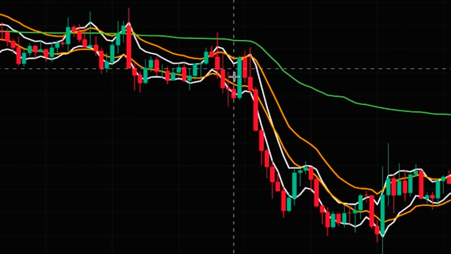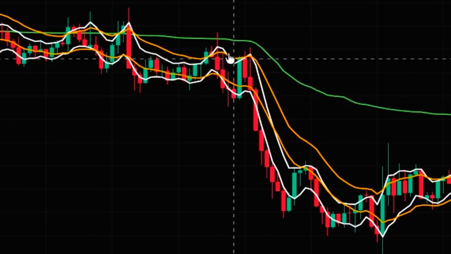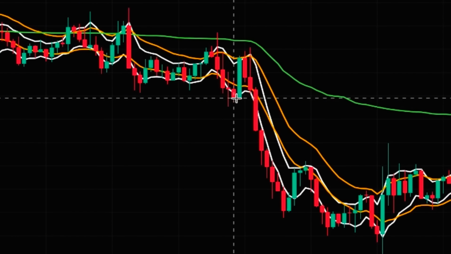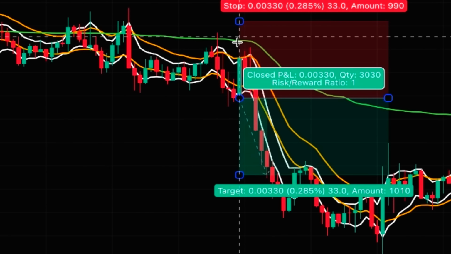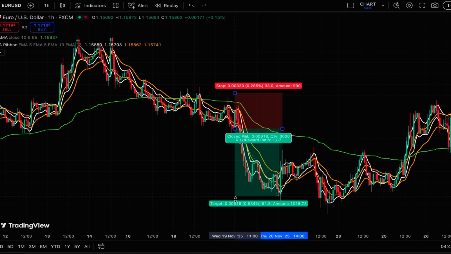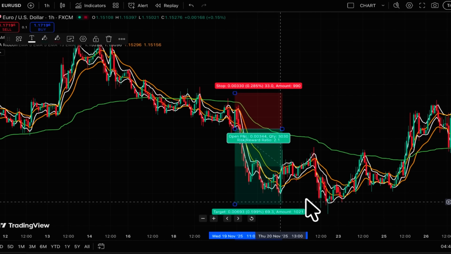pullback, which happened here, where the upper line of the white channel is closed below the upper line of the orange channel, and here the lower line of the white channel is closed below the lower line of the orange channel. So the sell signal here is confirmed, and in practice we could enter a short position at this point with the stop loss above the green line and profit target at risk to reward ratio of 2, and you can see that this trade was also a profitable trade.